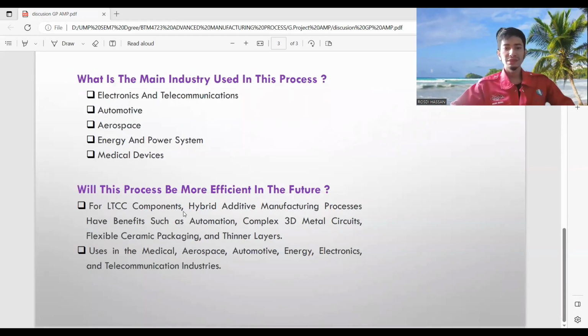Industries that use this process: electronics and telecommunication, automotive, aerospace, energy and power systems, medical devices. Where will this process be more efficient in the future? For LTCC components, additive manufacturing processes have the benefits of automation, complete 3D metal circuits, flexible ceramic packaging, and thinner layers. Users are in the medical, aerospace, automotive, energy, electronic, and telecommunication industries.